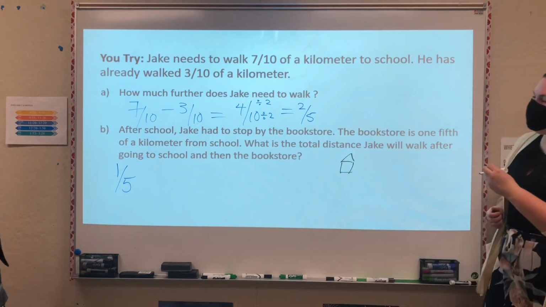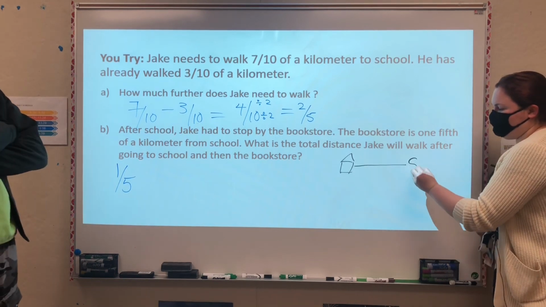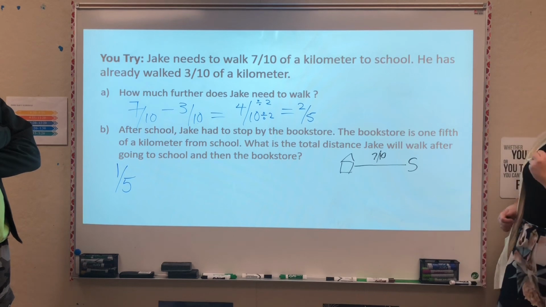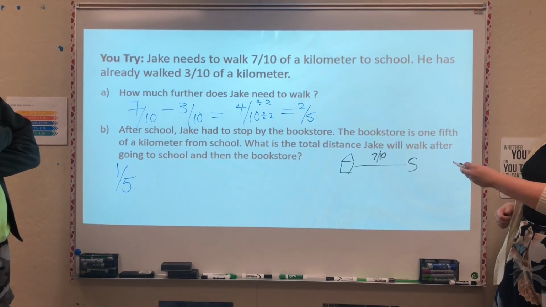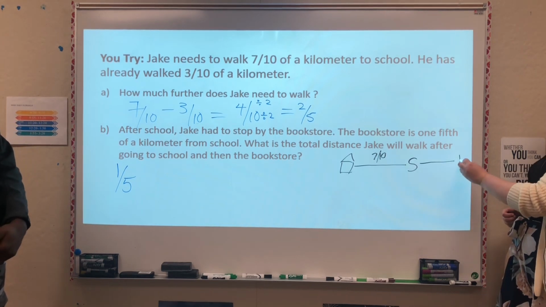And what's the first thing he's doing? He needs to walk 7/10. So he's walking to the school. He's walking 7/10 of a mile. And then what is he doing? After school, he went to the bookstore.